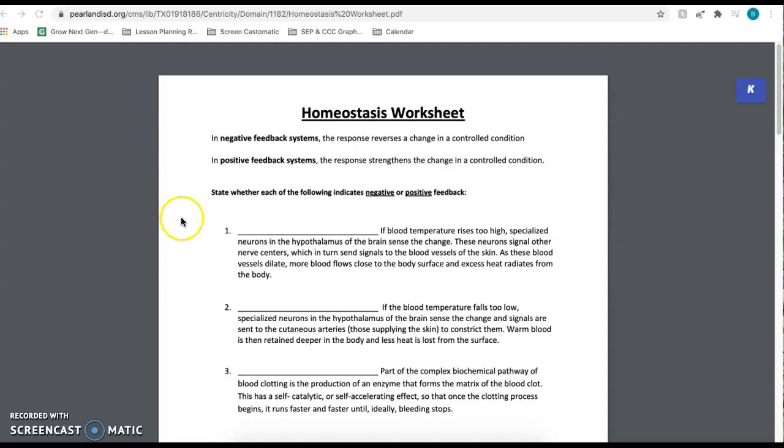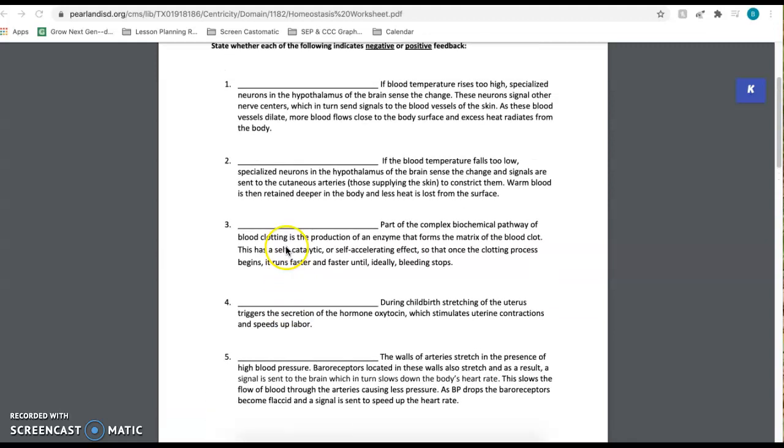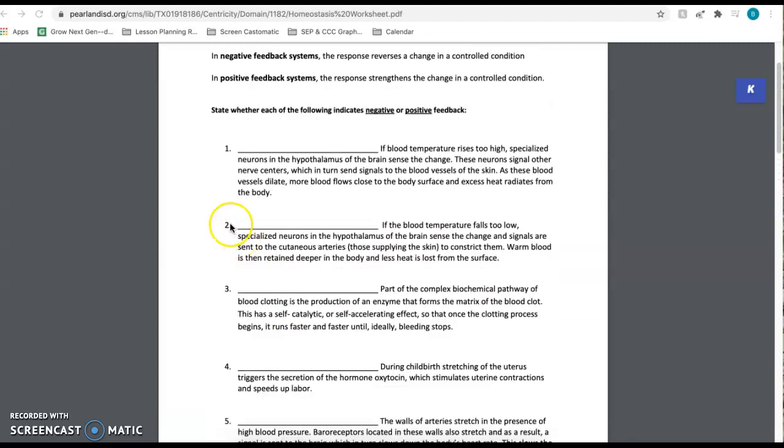For the first 5, you're just going to be writing negative feedback or positive feedback in the blank. You'll read the scenario and then make a decision. Is this negative feedback? Is my body maintaining homeostasis? Is it staying in balance? Or is it positive feedback? Is my body not able to fight and get back to a balance?